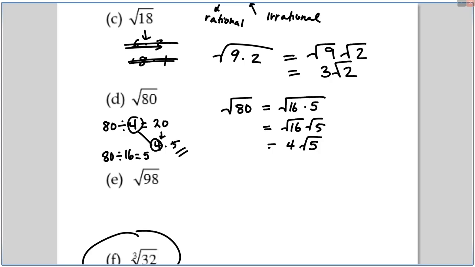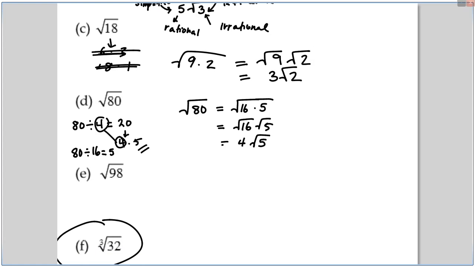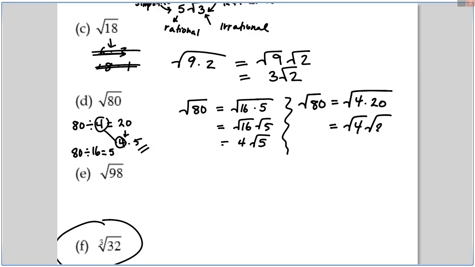All right, so let's take a look. What would happen if we didn't use 16 and we just used 4? If we used 4, it would be 4 times 20. And the 4 would come out as a 2. So what's the problem here? This one is, I'll change color, this one's not fully simplified.